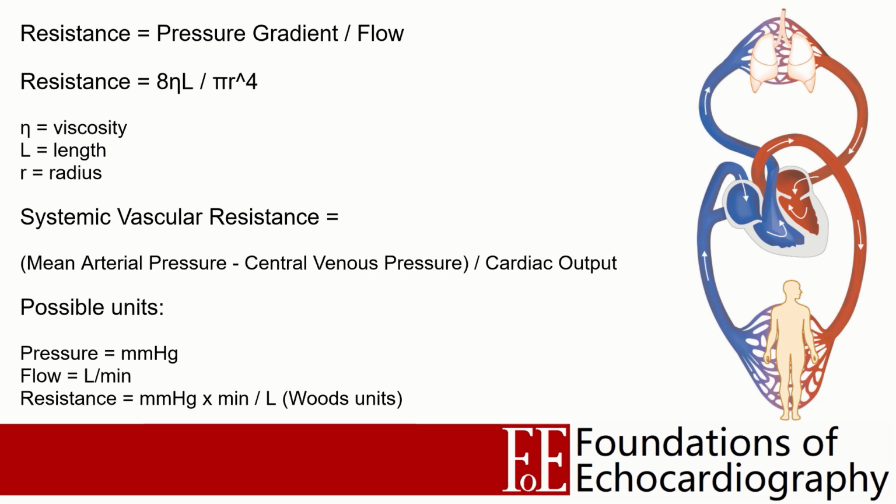There are different units that can be used to describe resistance, but for our purpose I'm going to use Wood's units, which are millimeter mercury minutes per litre, because millimeters of mercury, minutes and litres are all units that we're familiar with using when describing blood pressure and blood flow. If we consider a realistic set of values we might see in a critically ill patient, we might have a mean arterial pressure of 65 millimeters of mercury, a central venous pressure of 5 millimeters of mercury, and so our pressure gradient is 60. Our cardiac output might be 6 litres per minute, so this would give us a systemic vascular resistance of 10 Wood's units.